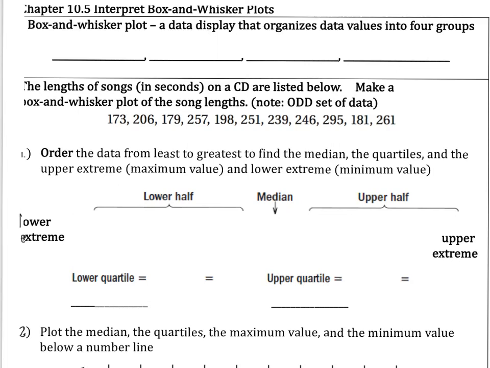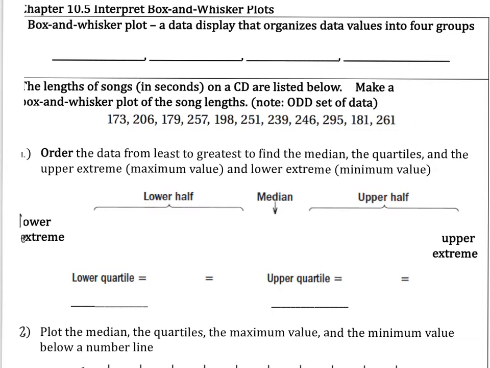In 10.5, we're going to learn how to interpret box and whisker plots. But first, we're going to review some vocabulary terms as well as how to plot one. A box and whisker plot is another data display that organizes data values into 4 groups, and it is very useful in interpreting data.